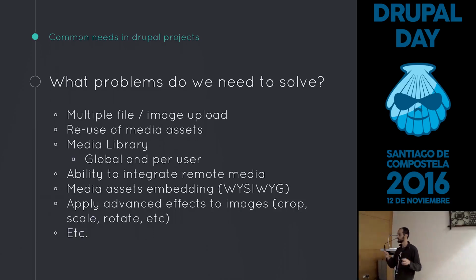Let me just have a short parenthesis here. When we say local and remote, we are referring to what's hosted on the web server, on the same server where the web is hosted. So a local image is an image that's served from your web server, and remote media is hosted elsewhere.